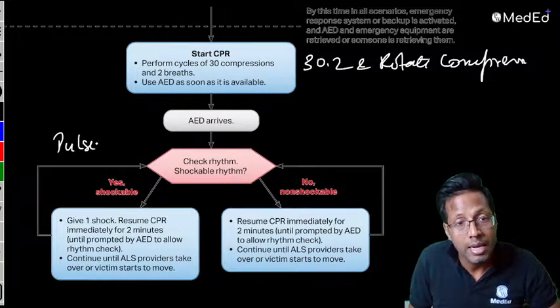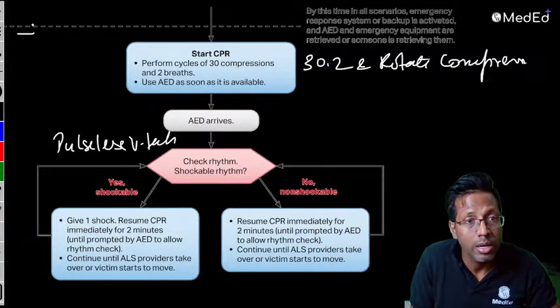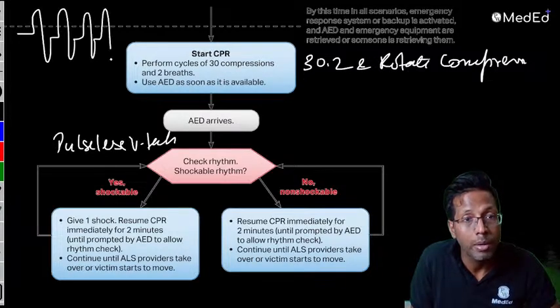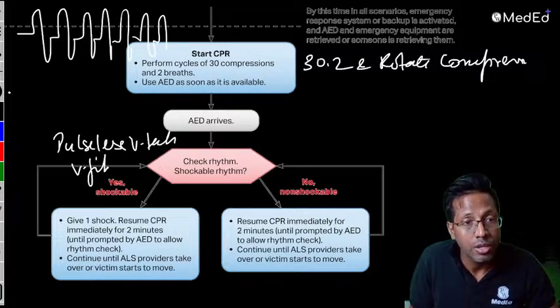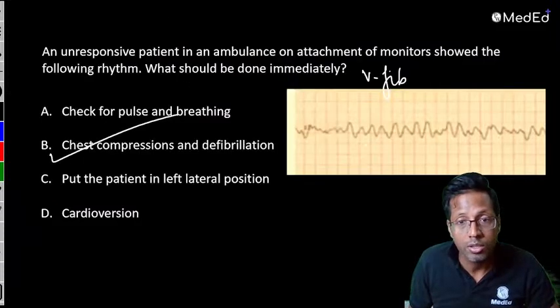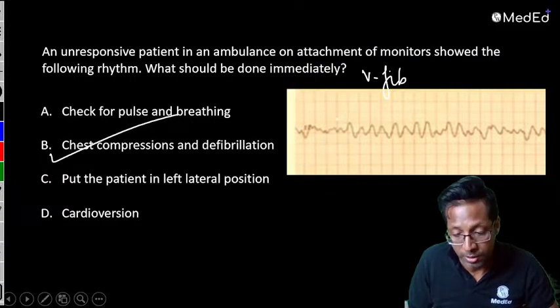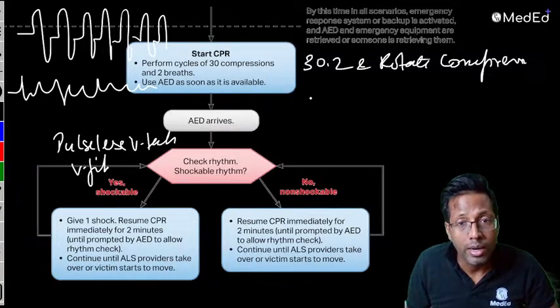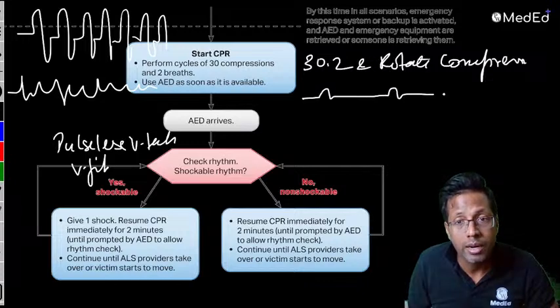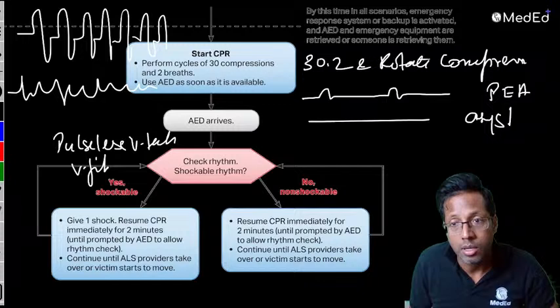One is pulseless ventricular tachycardia, which is like this. Then there is ventricular fibrillation, which is like this. The heart is fibrillating, which is what you have seen here. The other 2 options are pulseless electrical activity and a flat line, which is called asystole.